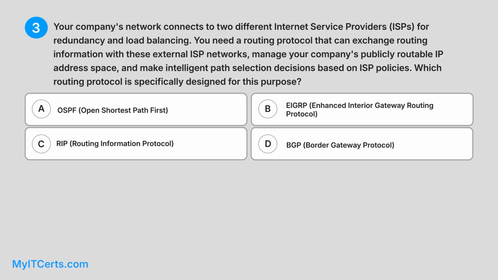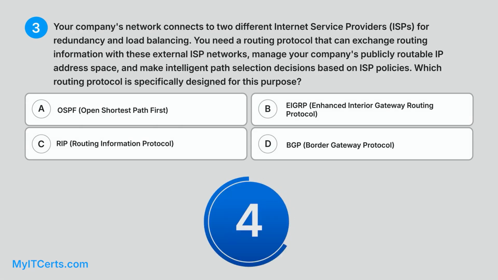A. OSPF, Open Shortest Path First. B. EIGRP, Enhanced Interior Gateway Routing Protocol. C. RIP, Routing Information Protocol. D. BGP, Border Gateway Protocol. Do you know the answer?